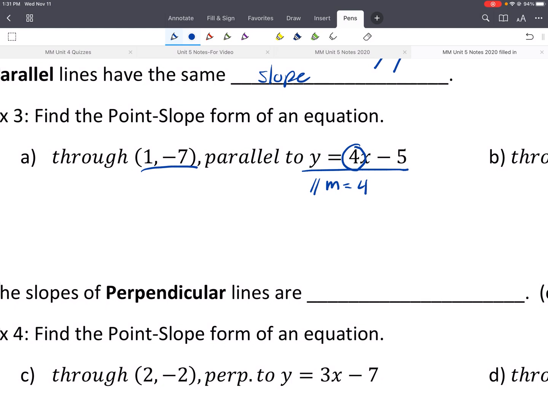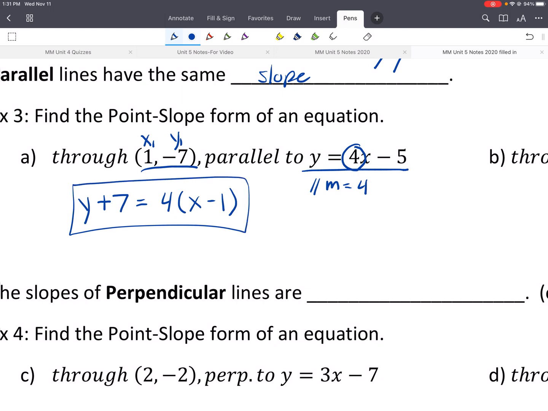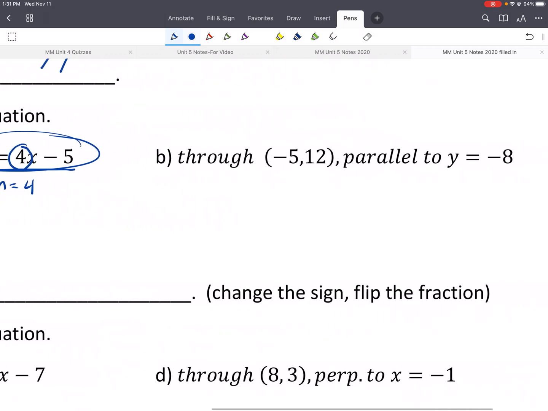So we would do, this could be our x1 and our y1. So we'll do y minus a negative 7, that will give us a positive 7, is equal to our slope, which here is 4, our parallel slope. Okay, and then we'll do x minus x1, which will give us x minus 1. And that would be a line that is parallel to this equation and goes through this point. All right, give B a try.